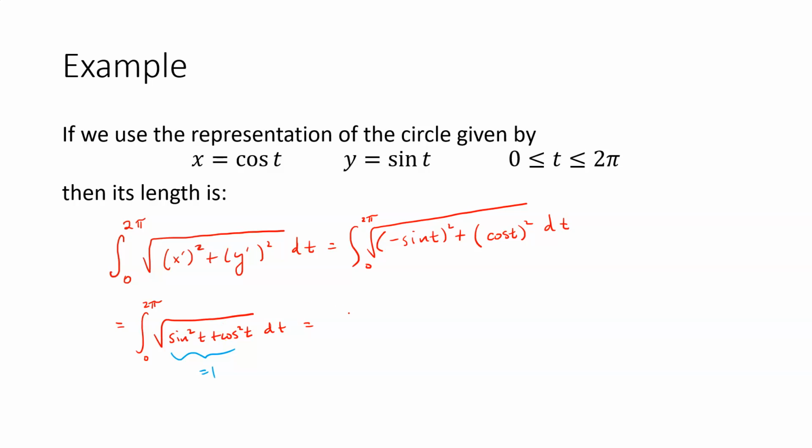Square root of 1 is 1, so we're just taking the integral from 0 to 2 pi of dt, which is just t evaluated from 0 to 2 pi. So it's 2 pi. And of course that agrees with what we know about the circumference of a circle of radius 1.